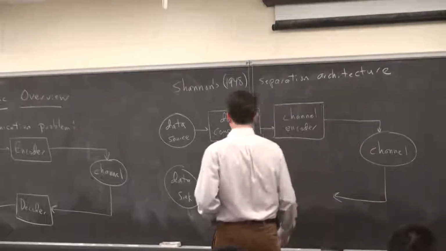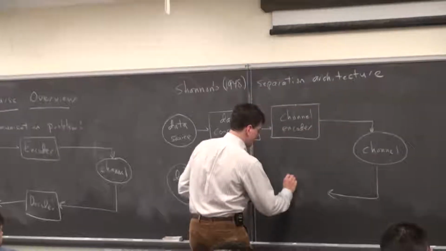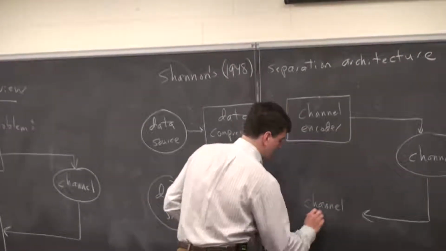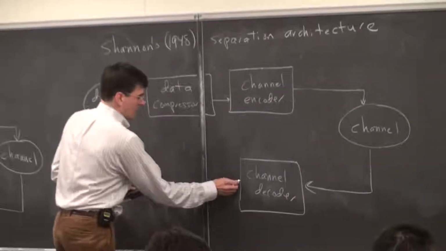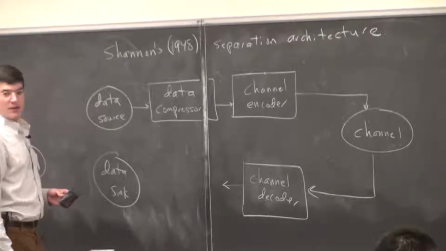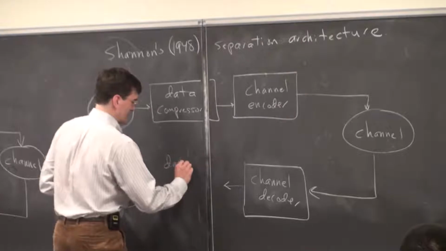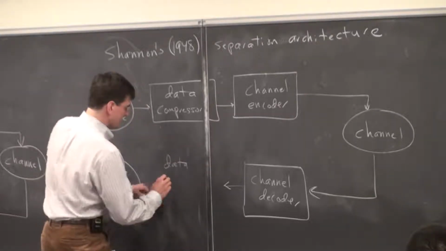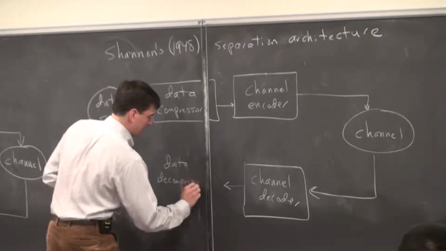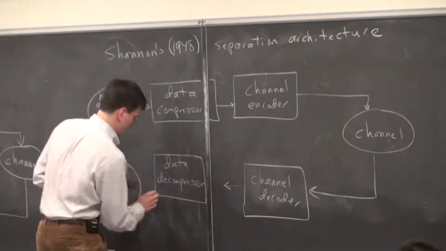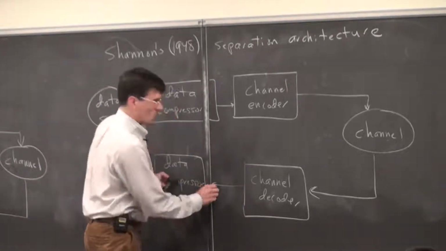At the receive side, the decoder gets split into 2 parts. This is what we call the channel decoder. And then after that, there's what back in the day they called the source decoder. We call it a data decompressor nowadays. So data decompressor, I'm sorry. Compressor. Like that.